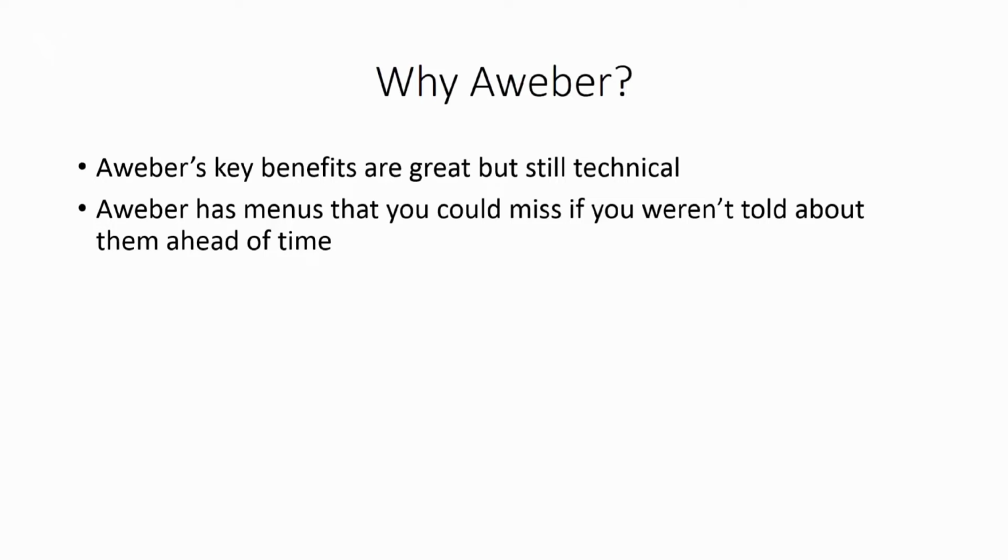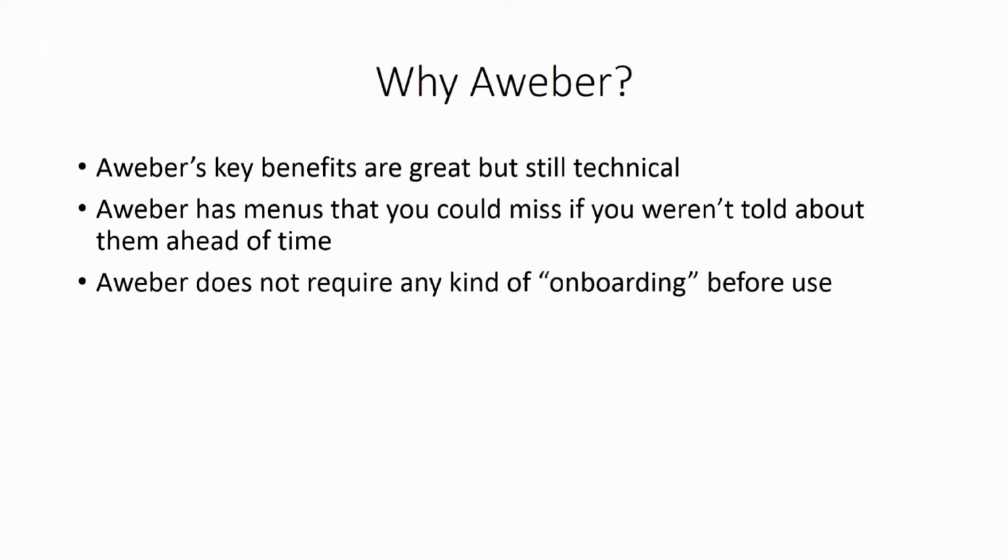So sometimes we can go months, years, long periods of time missing some of the key benefits because we just didn't know they were in the menus. And Aweber does not really require its customers to go through any kind of onboarding before use. So they assume people already know how to use it, and that can be good and bad. It doesn't stop anybody from using it, but you could get in, start using it, get used to it, and never really get to the really cool stuff.